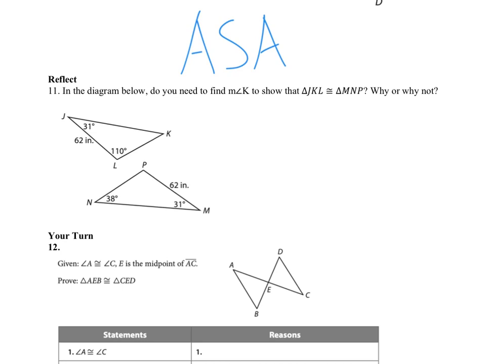All right, little reflection here on 11, in the diagram below. The question is, do you need to find the measure of angle K to show that triangle JKL is congruent to triangle MNP? Do we need to know that measure there? And then why or why not?